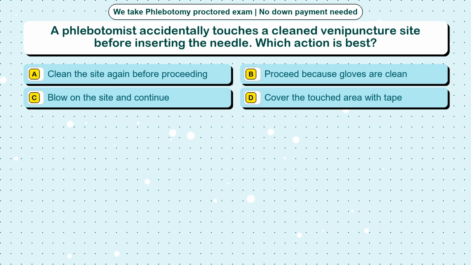Question 32. A phlebotomist accidentally touches a cleaned venipuncture site before inserting the needle. Which action is best? Option A, clean the site again before proceeding. Option B, proceed because gloves are clean. Option C, blow on the site and continue. Option D, cover the touched area with tape.